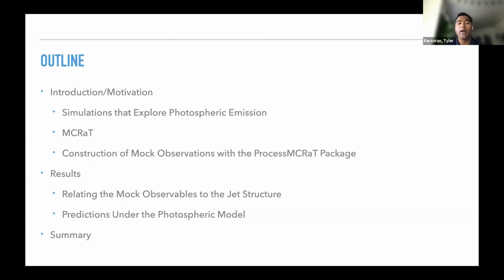I'll give a brief introduction on the gamma ray burst models, which we all know. I'll talk a little bit about some simulations that explore photospheric emission. I'll talk about our ICRANet code, what we use to produce our results. I'll also talk a little bit about how we construct mock observations from the ICRANet code, in particular using this process ICRANet package. Then I'll go into some results that we've acquired relating our mock observables to the simulated jet structure and some predictions that we've acquired under the photospheric model. And then I will conclude with a summary.